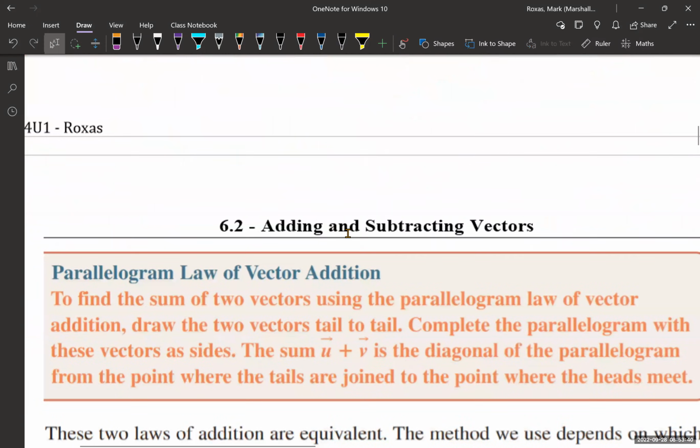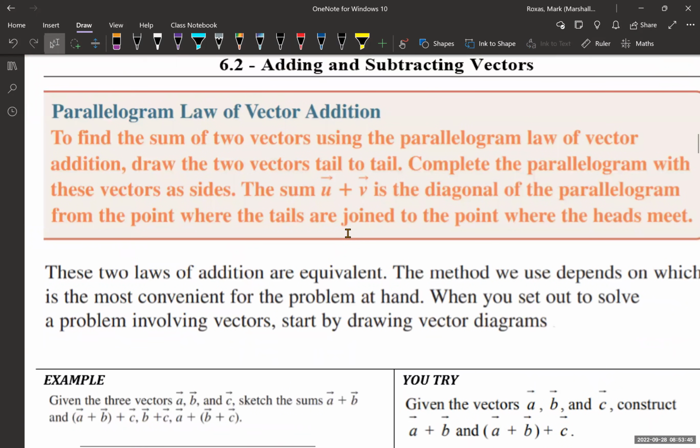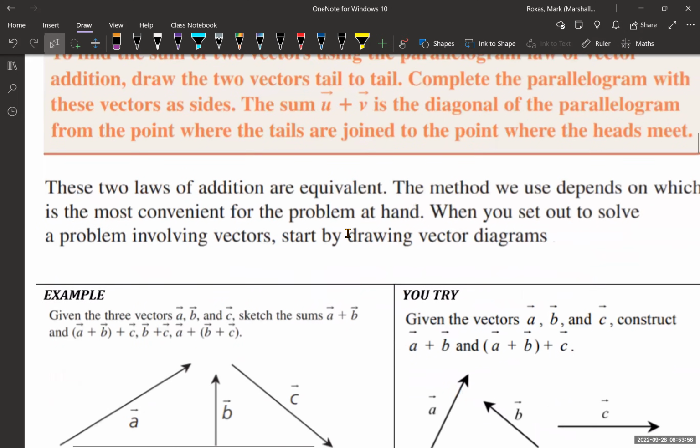Moving on to the next page here. So again, just highlighting the parallelogram law. What does that law state? When two vectors are drawn tail to tail, you create a parallelogram, and then you can find the diagonal of that parallelogram as your resultant.